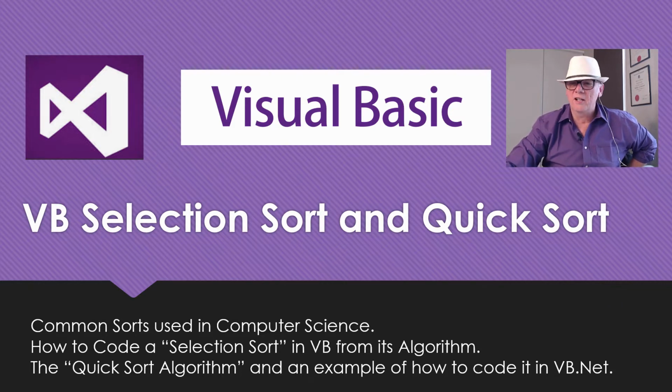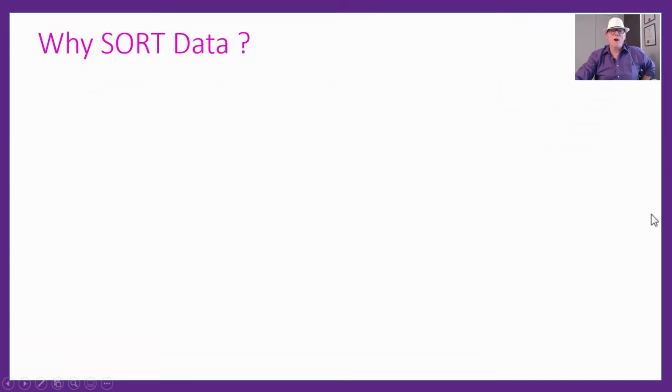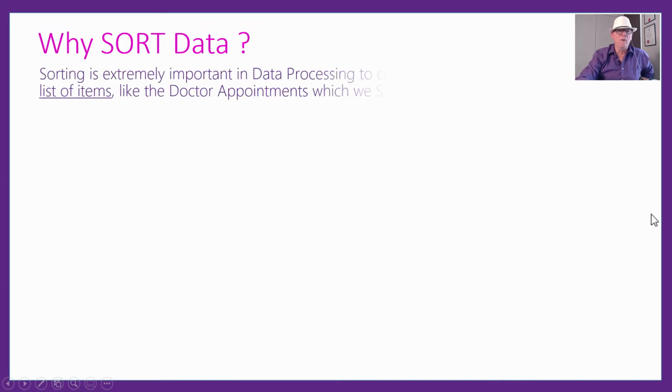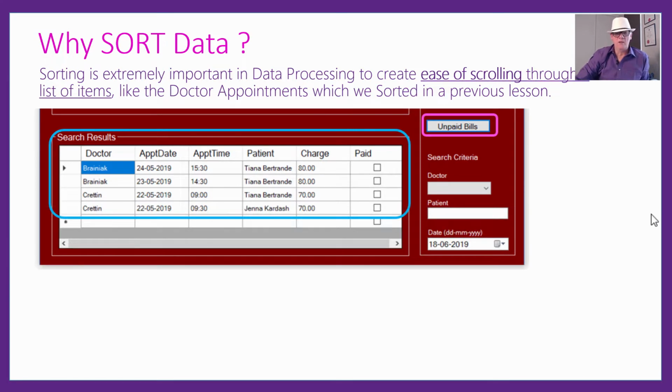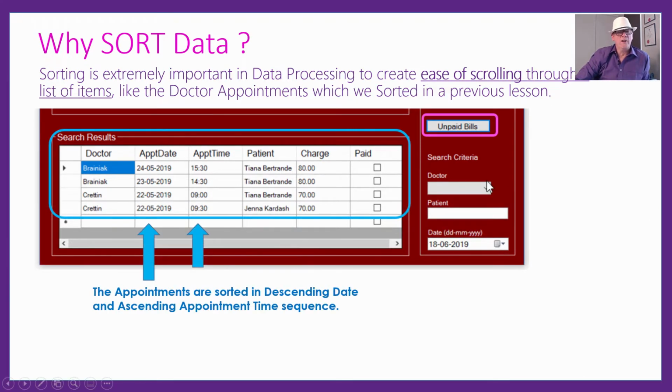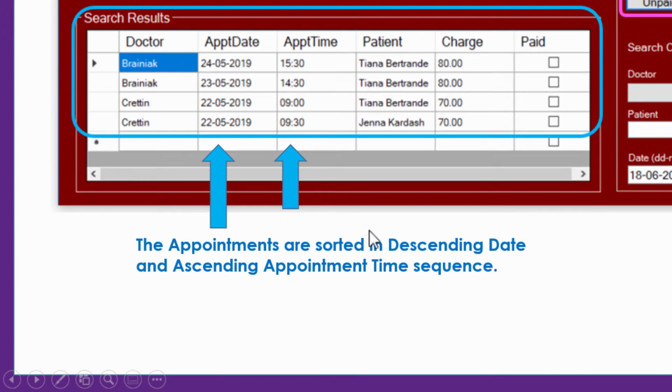All right, let's go. So why do we need to sort data? What's that all about? Well, sorting is extremely important to make it easy for users to find things in lists and to scroll down through them. So when we did the doctor appointments in a previous lesson, we had them in sorted order. You'll notice here that the appointments are sorted. We had descending date, so we got the latest appointments first in the list.